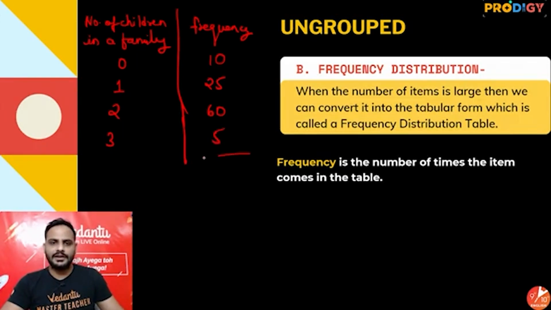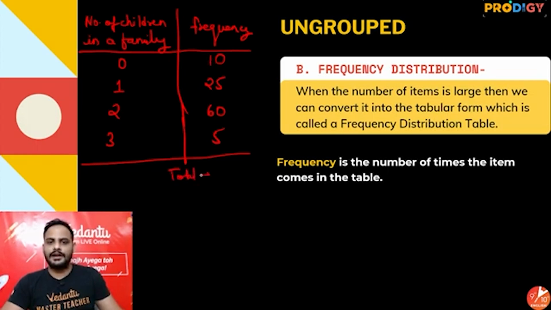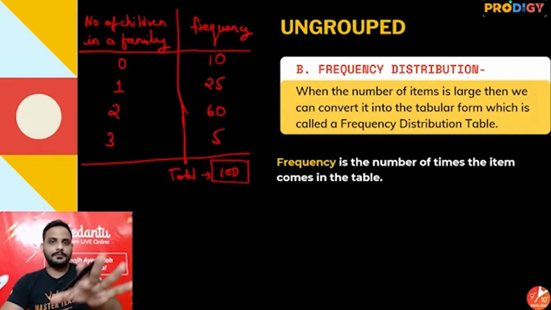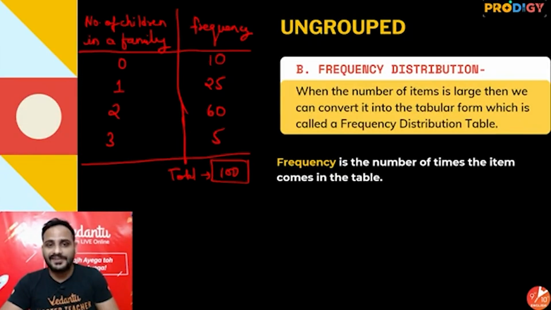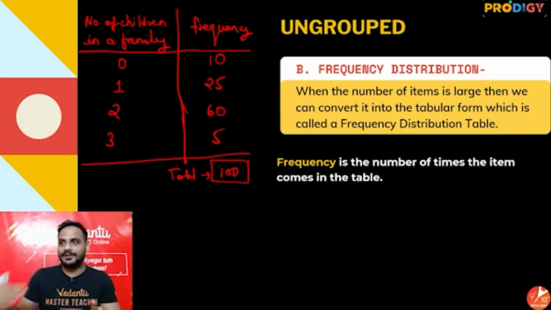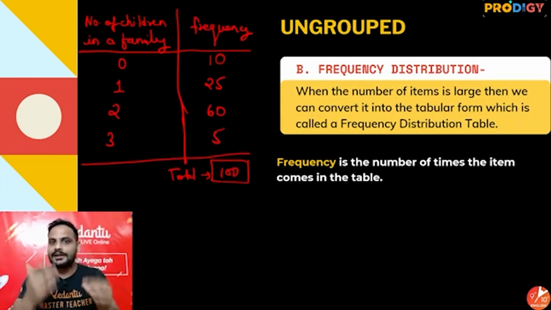Now here you can see that in very little space we have represented everything. You got to know that there are a total of 100 families. How? 10 plus 25 plus 60 plus 5. Total 100 families. And you can see this village is a really good village because the maximum families have fewer than 2 children. So that means they are very aware, very educated. So we can interpret this data.